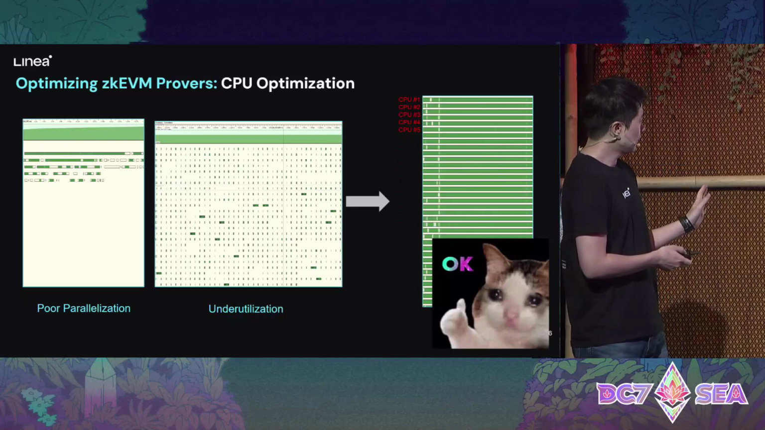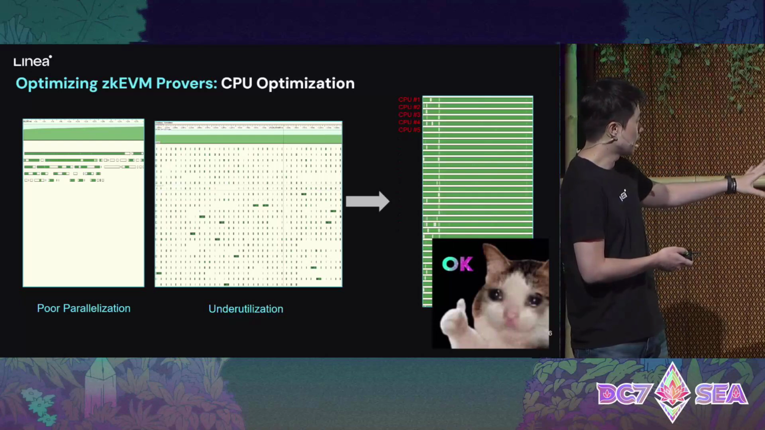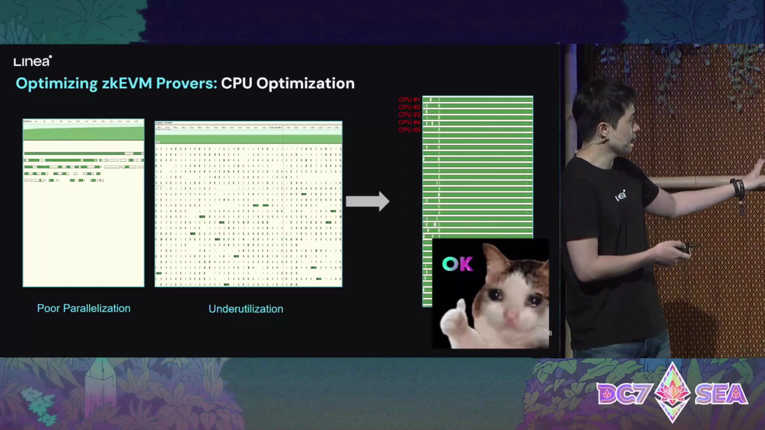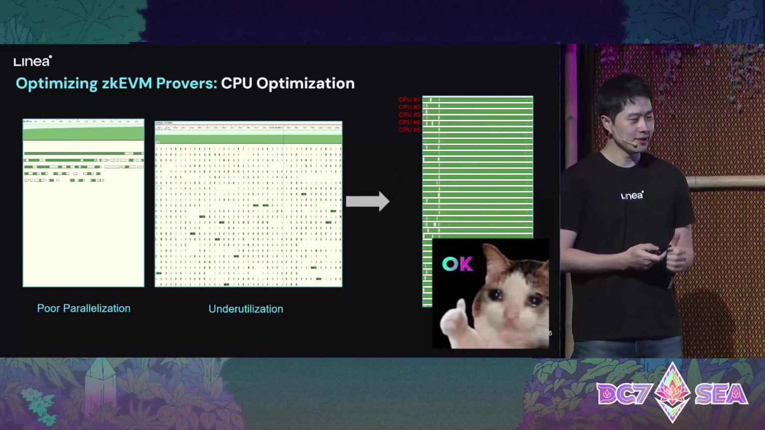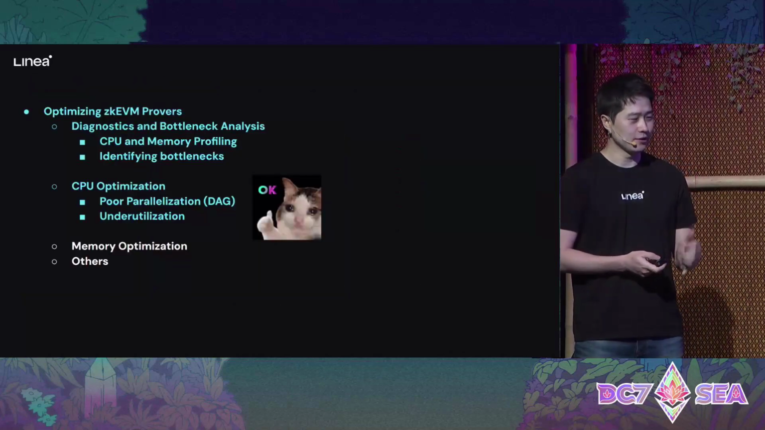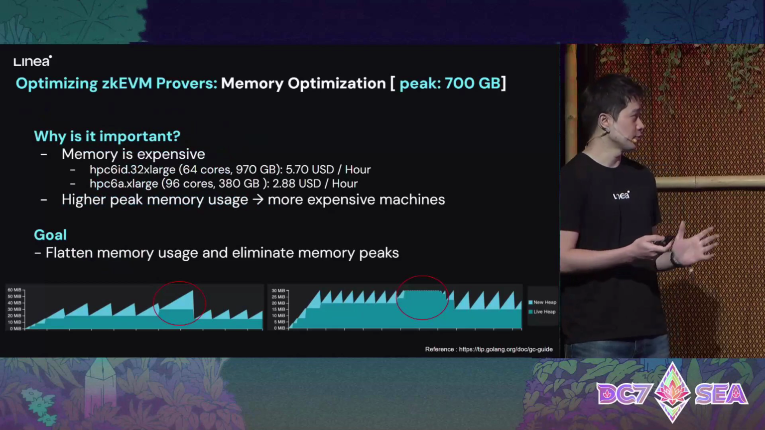After optimizing CPU, we changed our CPU usage pattern from the left side to the right side. So we got one OK cat, happy. We got one OK cat for CPU optimization, but we need one more for memory optimization. So let's move to memory optimization.